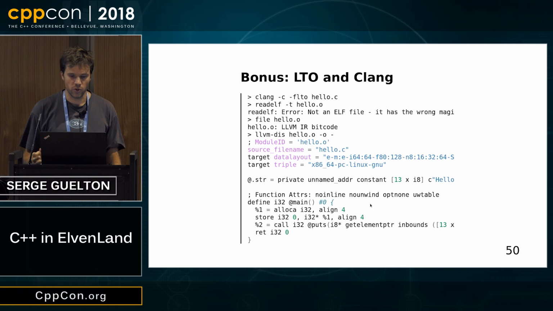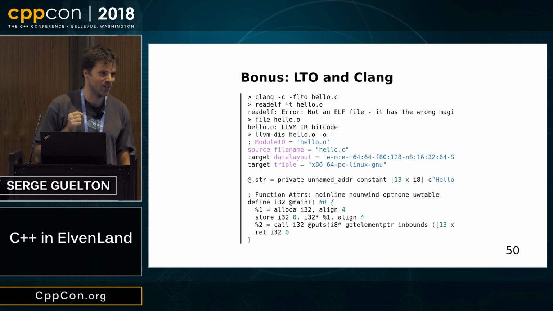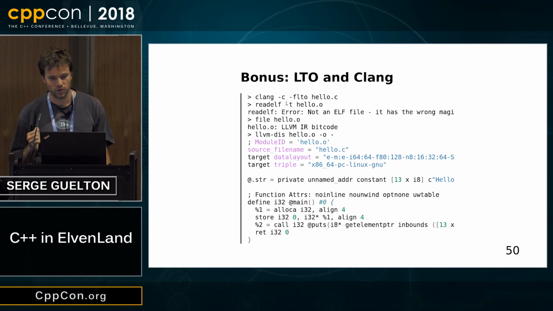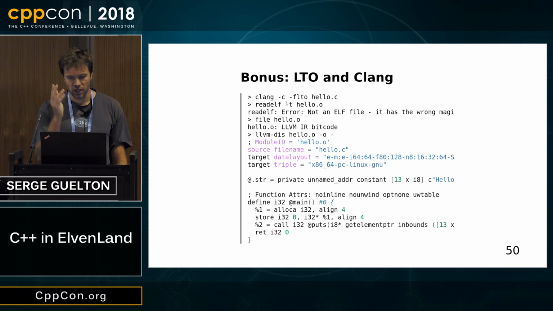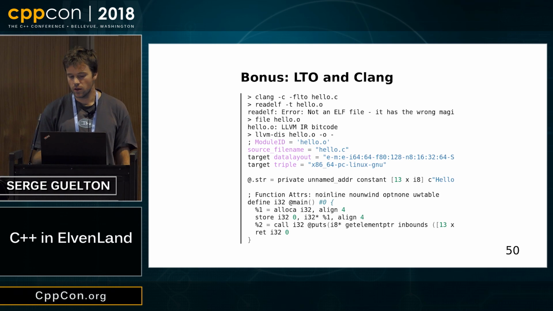So I'm more comfortable with Clang, so let's do an example with Clang. I'm compiling the very same file with link time optimization, first line, and I'm calling readelf. Oh, it's called .o, but it's not an ELF file at all. That's the wrong magic. So let's ask file, and file tells me it's LLVM-IR.